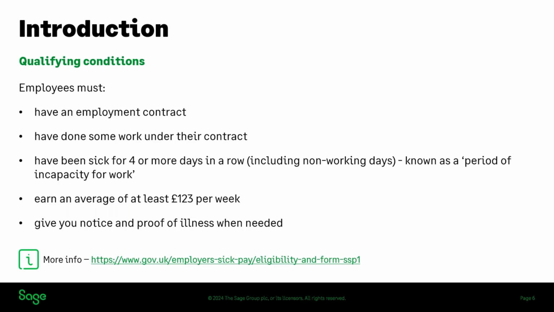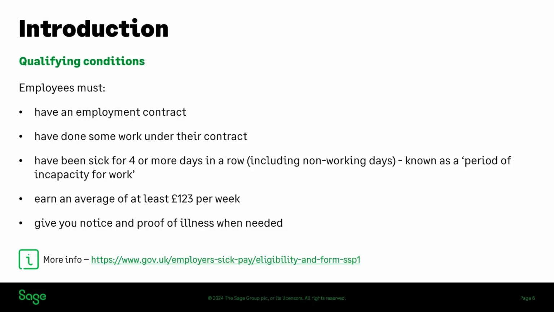So in order for an employee to qualify for SSP, they must have an employment contract with you and have done some work under that contract. So if you've just taken on an employee and they've rang in sick before they've done any work, they would not meet that qualifying condition. They must also have been sick for 4 or more days in a row, and that can include non-working days, and this is known as a period of incapacity for work, or PIW for short. And you'll hear PIW quite a lot in the session today. So 4 or more days in a row to qualify.